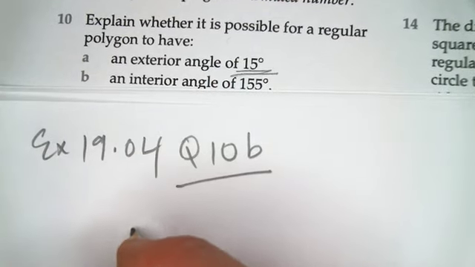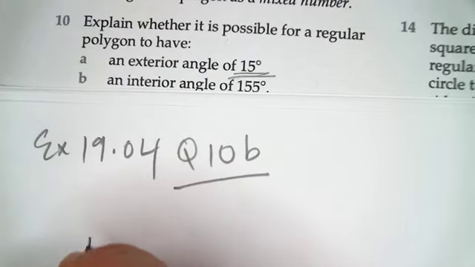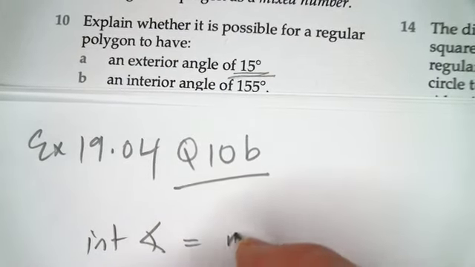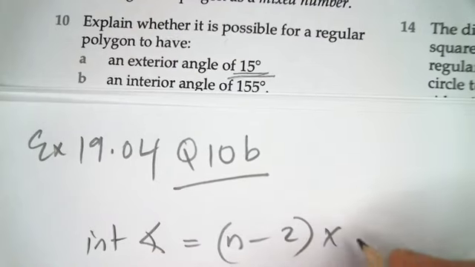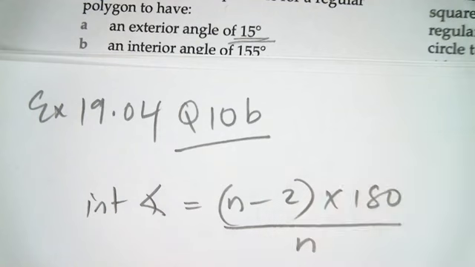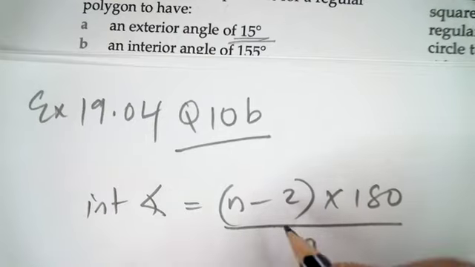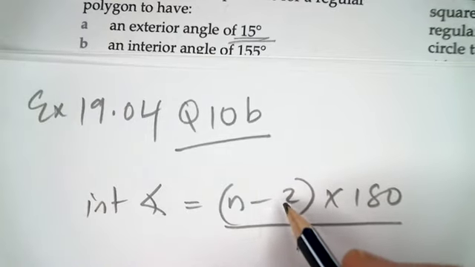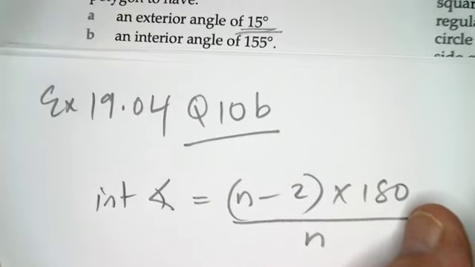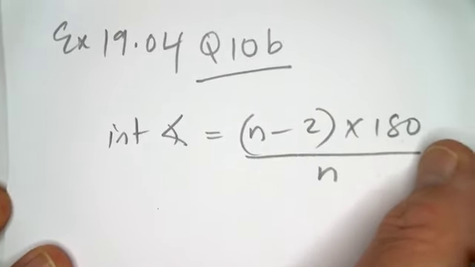So the interior angle is equal to n minus 2 times 180 divided by n. So let's give it a go. And I think the thing to do here is to give it a guess. Let's say n was 15. Would that have an angle of about 155? So let's try 15.